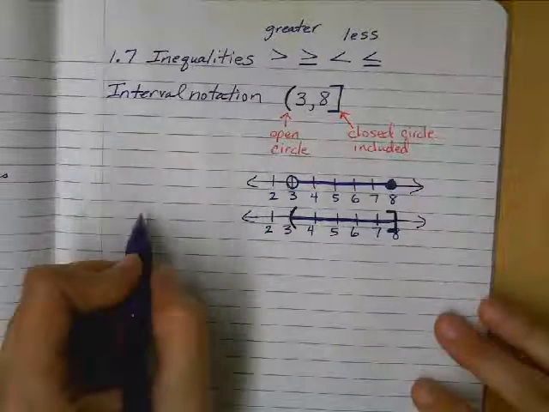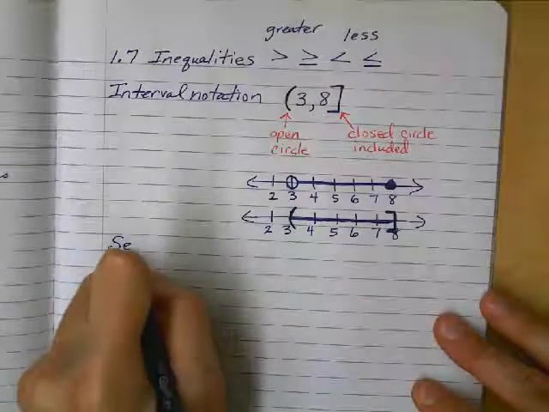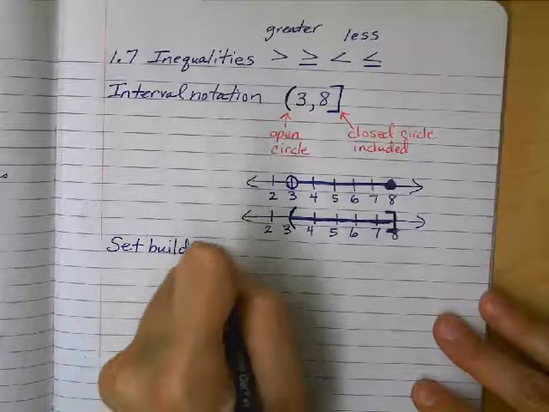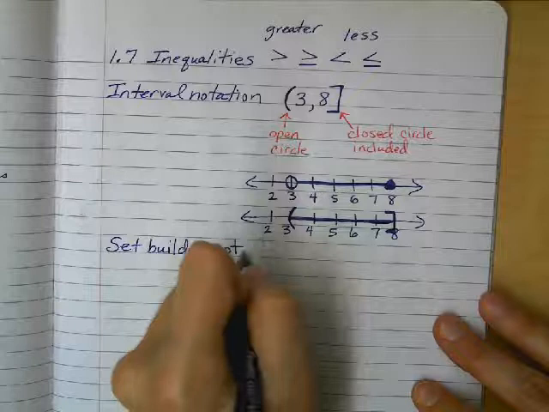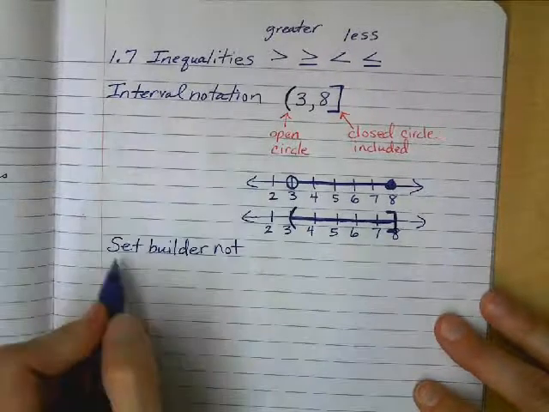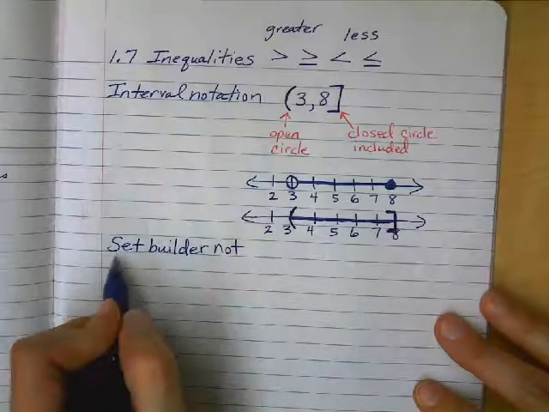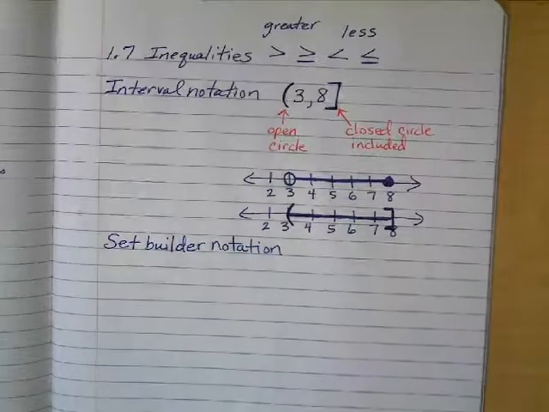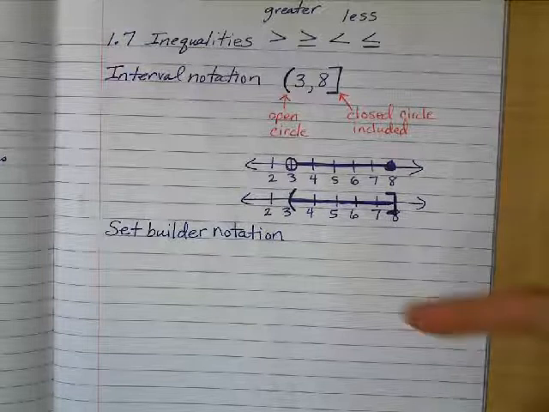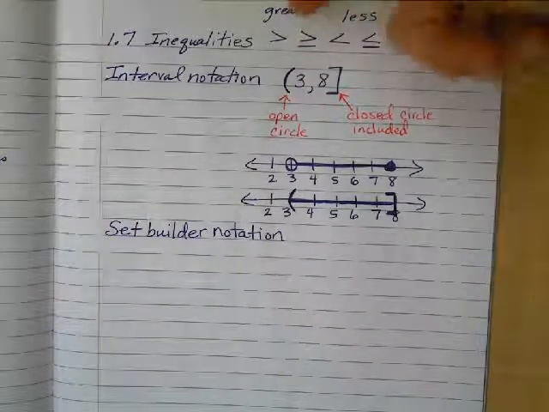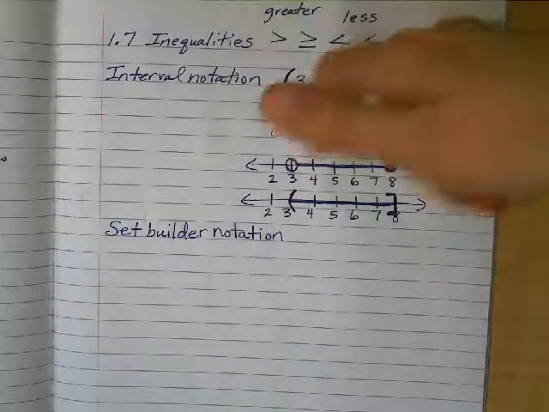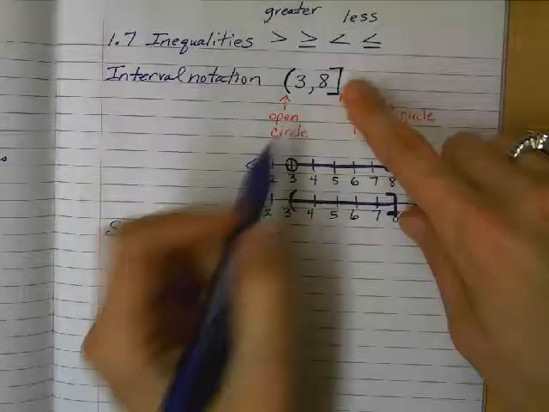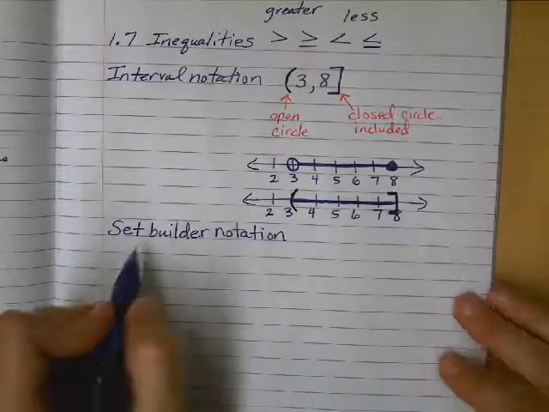So that's interval notation. Then we have what's called set builder notation. Some of your assignment tells you to put your answer in interval notation, and some of the assignment says put your answer in set builder notation. So let's write the same answer, the 3 to 8, but I'm going to write it in set builder notation. It's another way to show the same answer.